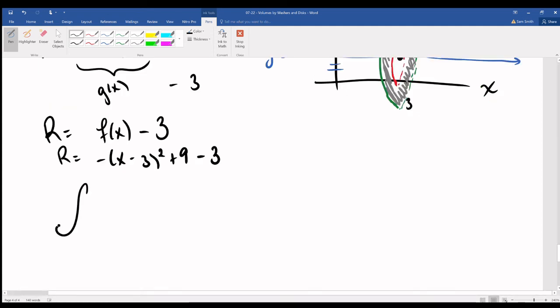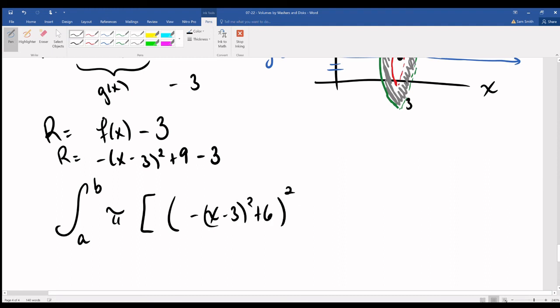We can integrate from the lower and the upper values of the region. We can integrate big radius squared, f of x minus 3 squared, and then we can take away little radius squared. So here's little radius squared, which we found by doing g of x minus 3.